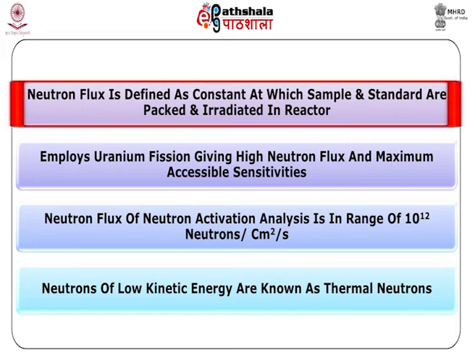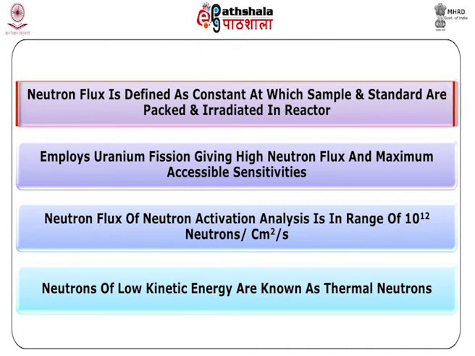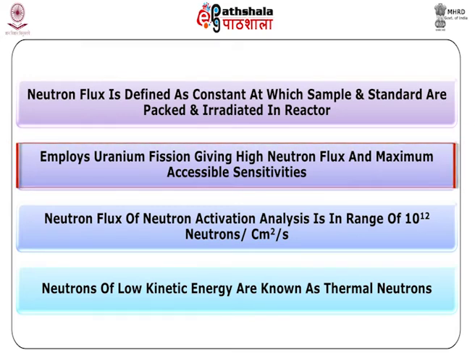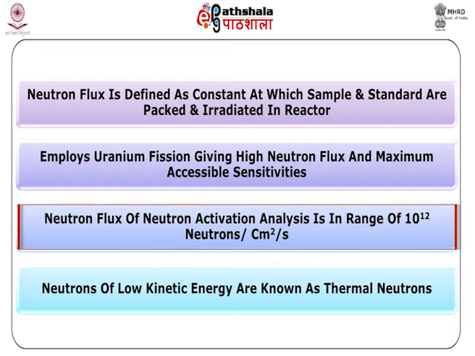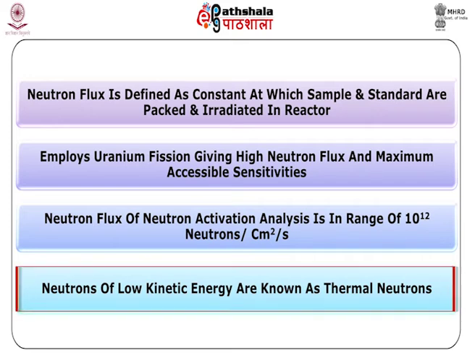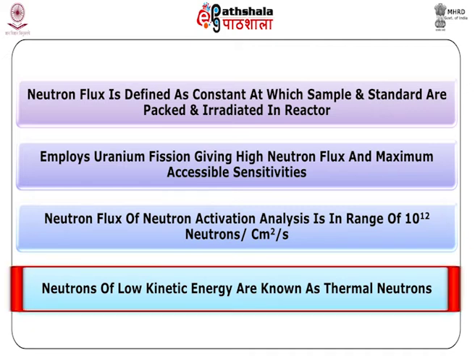Neutron flux is defined as the constant at which the sample and standard are packed and irradiated in a suitable reactor. A typical NAA reactor employs uranium fission, thereby giving a high neutron flux and the maximum accessible sensitivities for a number of elements. The neutron flux of neutron activation analysis is in the range of 10 to the power 12 neutrons per centimeter square per second. The neutrons produced are generally of comparatively lower kinetic energy, of the order of 0.5 electron volts. The neutrons of low kinetic energy are also known as thermal neutrons.